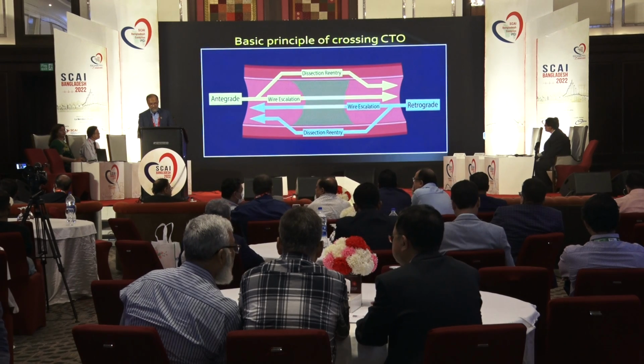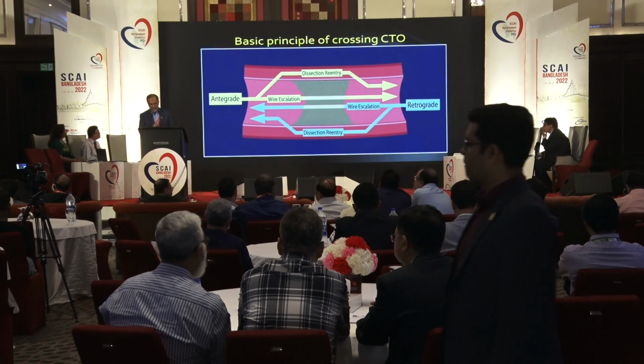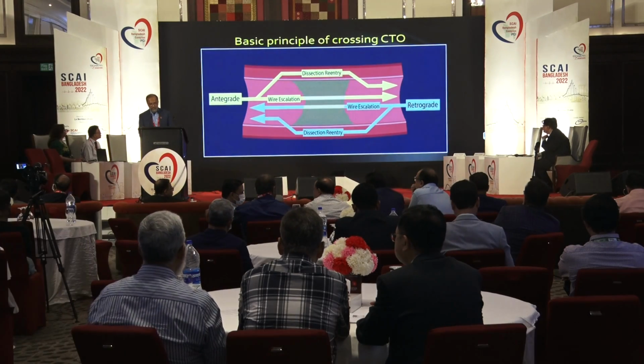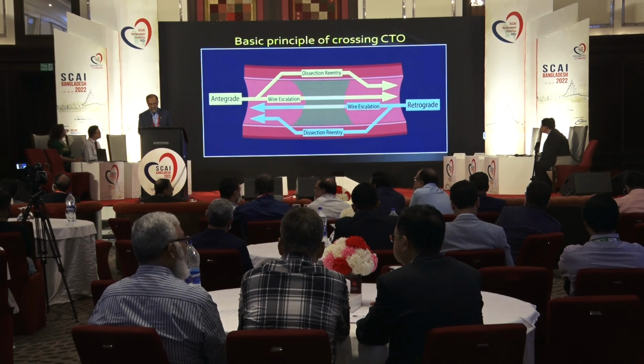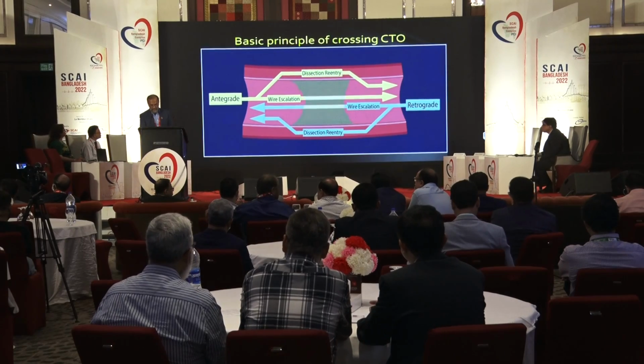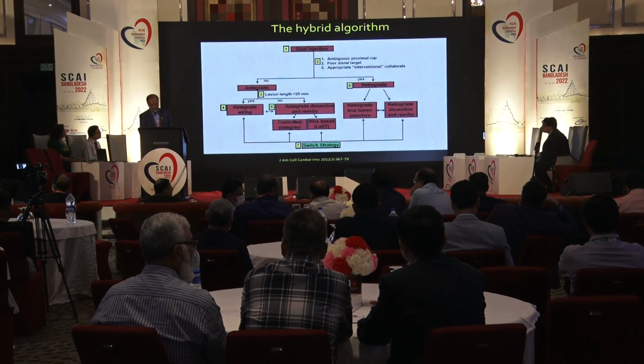So the basic principle of CTO is this slide. You have to connect the antegrade and retrograde gears, the proximal and distal lumen, either by wire escalation or dissection and re-entry. That's the main funda of crossing CTO. And this is the basic hybrid algorithm we all know.